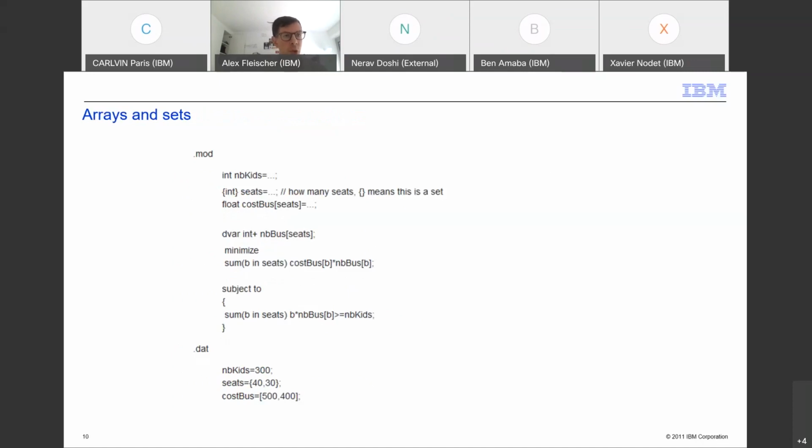Even further, you can use arrays and sets in order to have different kinds of buses, more than 2 kinds and so on. So here you have some sets. So instead of having 40 and 30, you have a set of int, so the seats. And then you have an array, the cost bus, so the cost of a bus of a given size. And again, you have exactly the same model. I want to minimize the cost to bring the kids to the zoo.